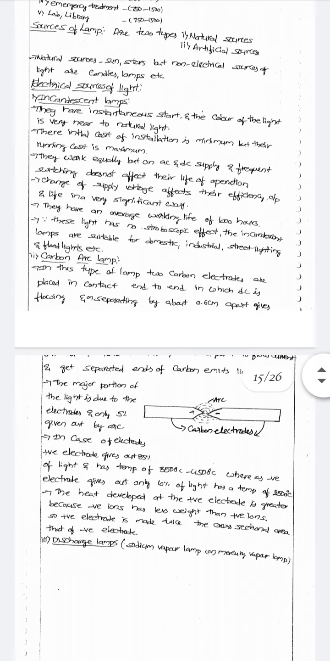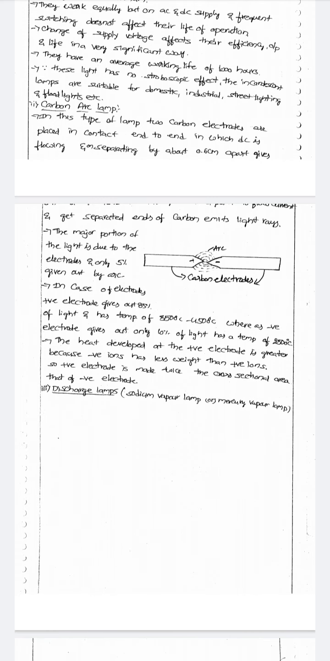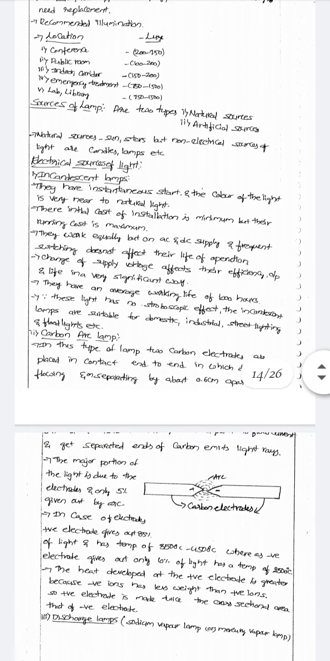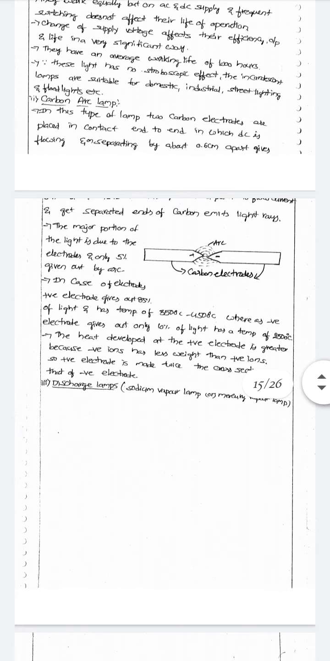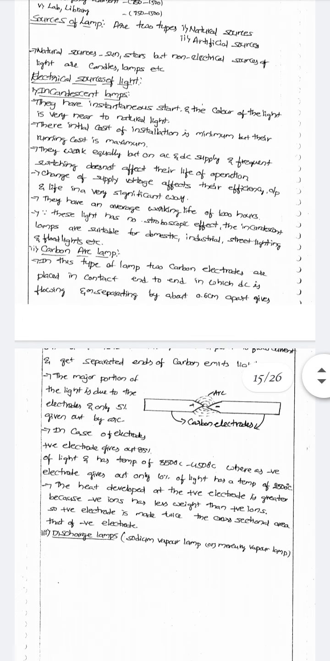So there are three major types of electric sources of light: incandescent lamps, carbon arc lamps and discharge lamps. These three are of major importance. They can be utilized in domestic lighting and street and flood lighting, anywhere, no problem. So this is the concept of an electrical source of light. Okay, thank you.